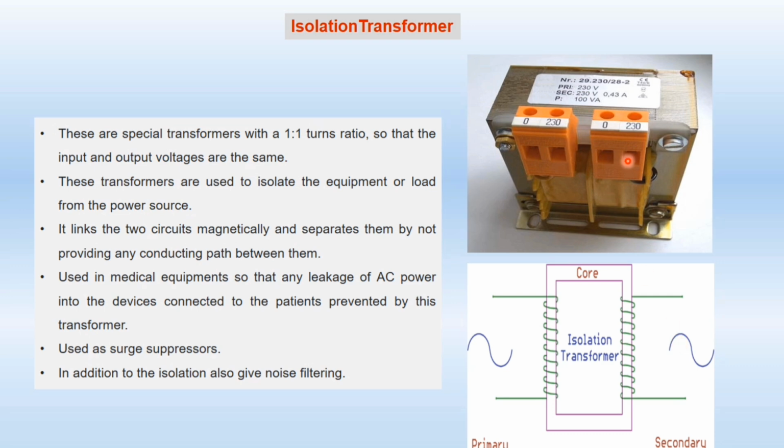Here in this diagram you can see they have mentioned PRI. PRI means primary winding. It has a 230 volt rating. Secondary winding also has a 230 volt rating. And total power is 100 VA. Power we find out with the multiplication of voltage and current. Voltage unit is V and current unit is ampere, so they have mentioned VA here. So power will remain the same at both input and output, and also the primary and secondary voltage is the same at both sides. So this is an isolation transformer.